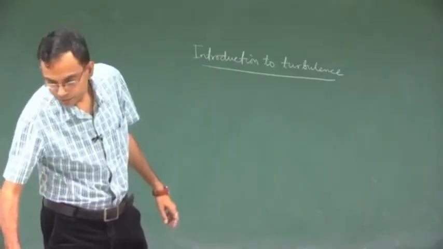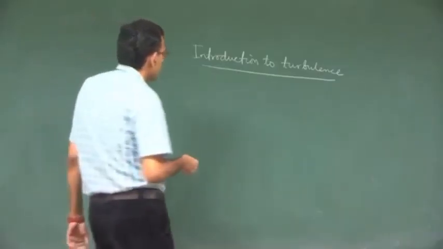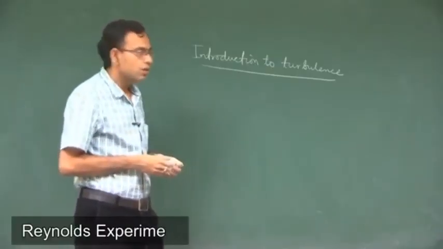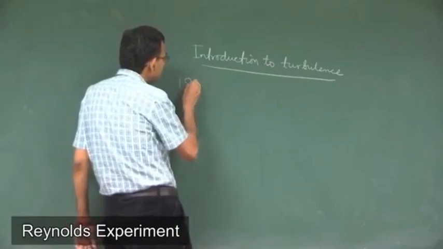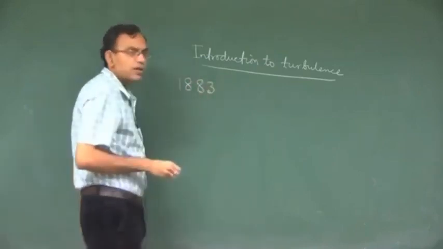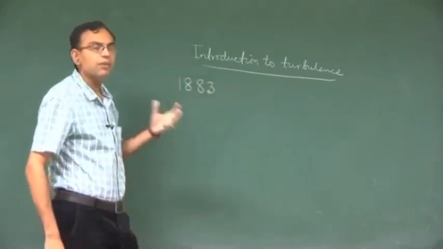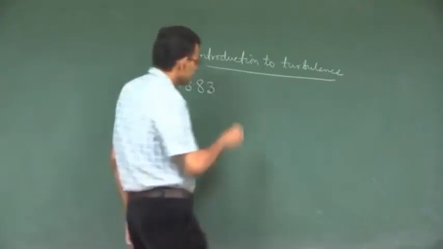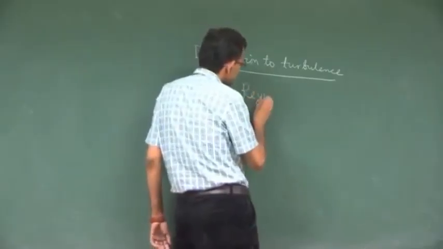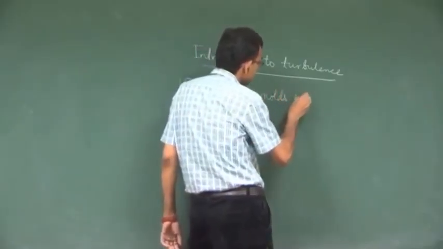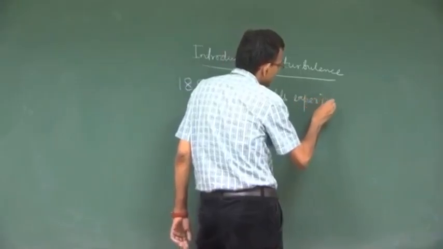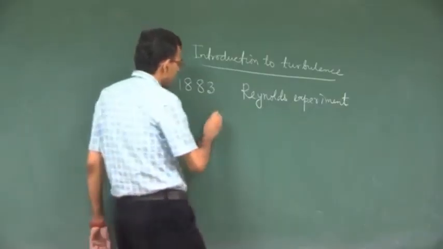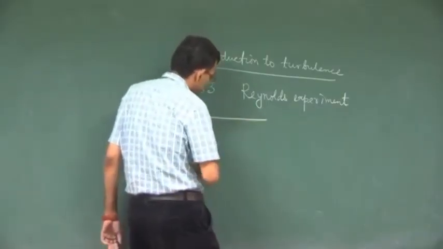Let us say that we start with something very classical. In 1883, Osborne Reynolds performed a very famous experiment which is known as Reynolds experiment. So, what he did is something which is as simple as this.